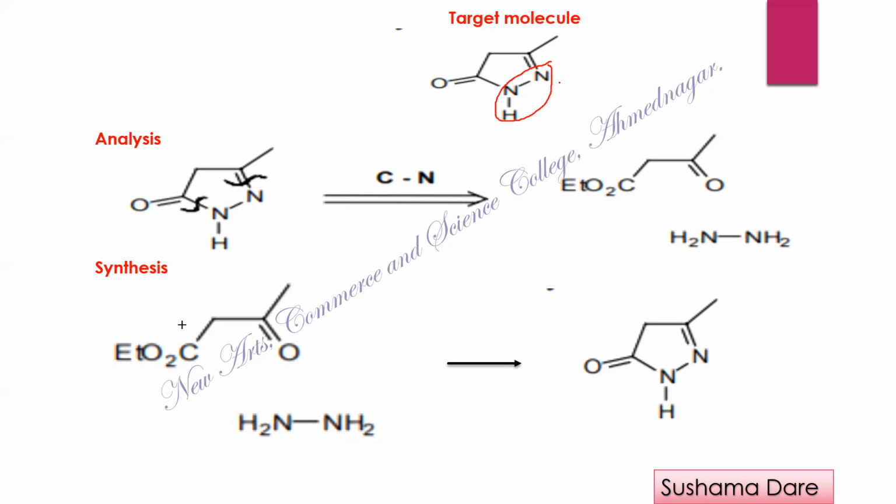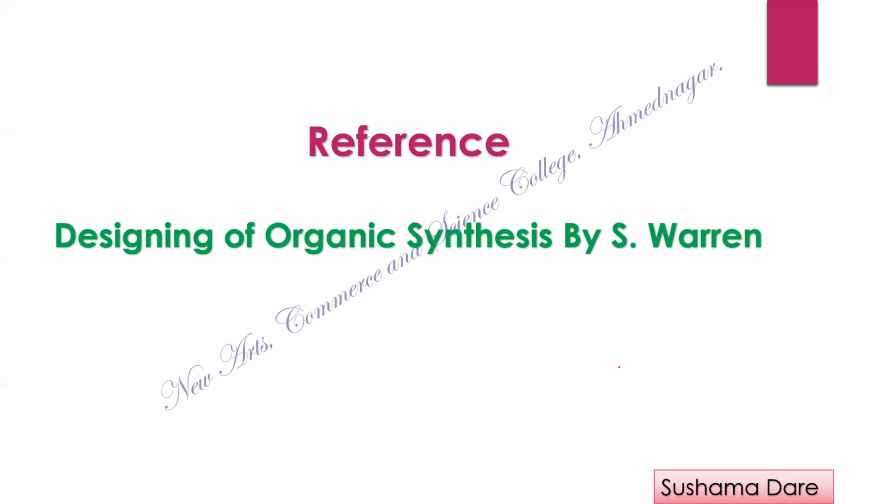Rather than that, the best disconnection here is to disconnect a carbon-nitrogen bond, this bond in the direction of nitrogen, and the same for this bond in the direction of nitrogen. So what it gives, this side is the COOEt group and the other side is simple double bond O. So this is nothing but ethyl acetoacetate plus hydrazine. So you complete the reaction, hydrazine plus ethyl acetoacetate. Cyclization takes place and that gives the target molecule.